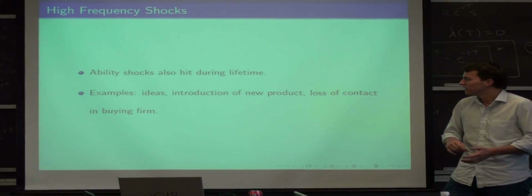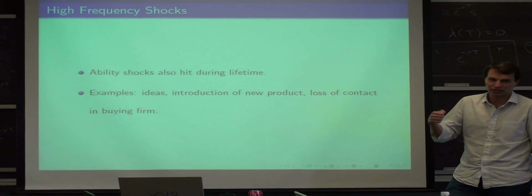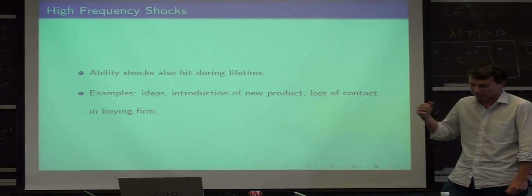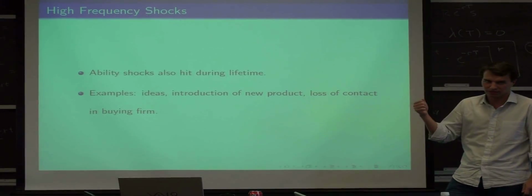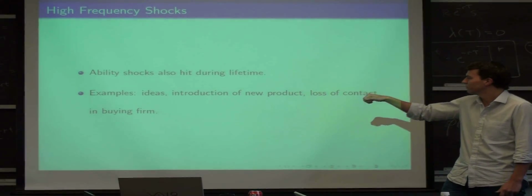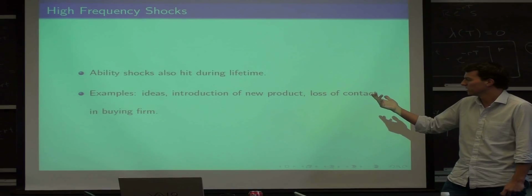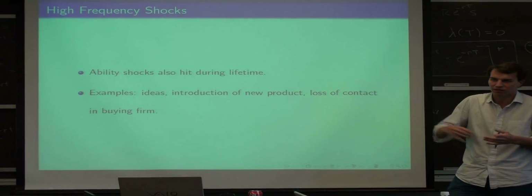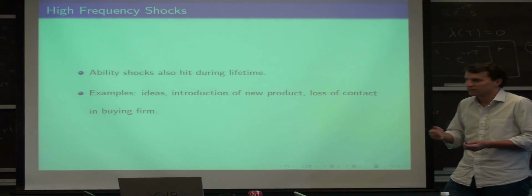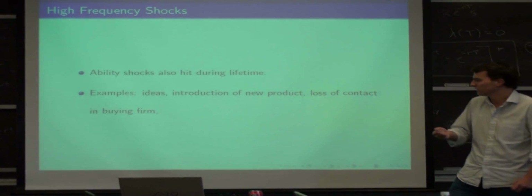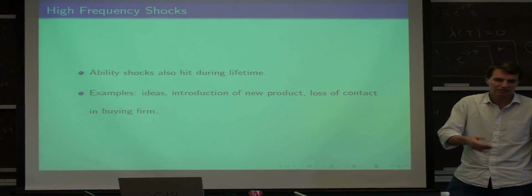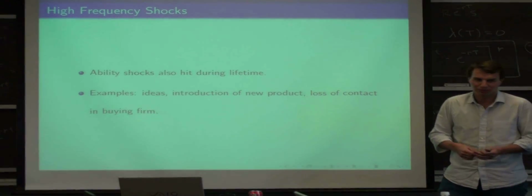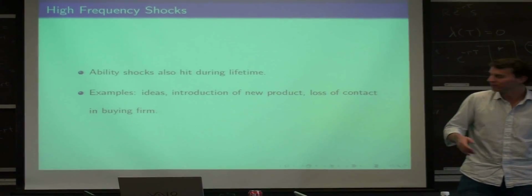So instead of having them hit only during their lifetime, you also want to hit them only at death. You also want to hit them with an ability shock during their lifetime. So the idea is, for example, that people have entrepreneurial ideas and they're only very short-lived, or they introduce a new product into a market. So in developing countries, that's like, I don't know, they come up with a better way of making firewood.